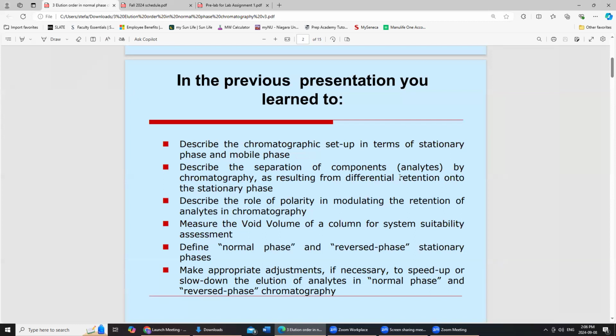The separation of components by chromatography results from differential retention onto the stationary phase. Right, so they will separate because they attach to the stationary phase in different ways. So we talked about describing the role of polarity in modulating the retention of analytes in chromatography. That's specifically for a column that uses polarity as its separating factor.